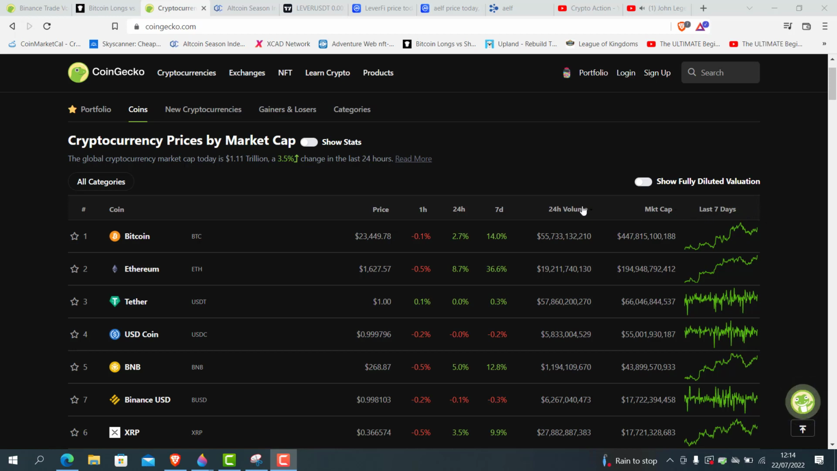Let's go. As you can see, guys, in the last 24 hours, the cryptocurrency market cap is 3.5% up, which is pretty good for us. It's actually pretty good for us.